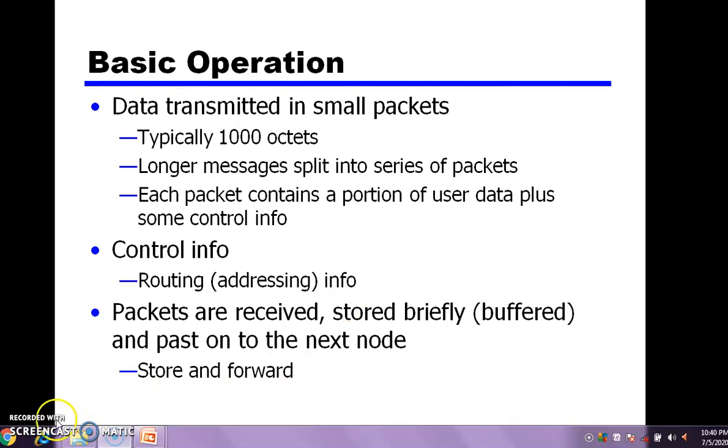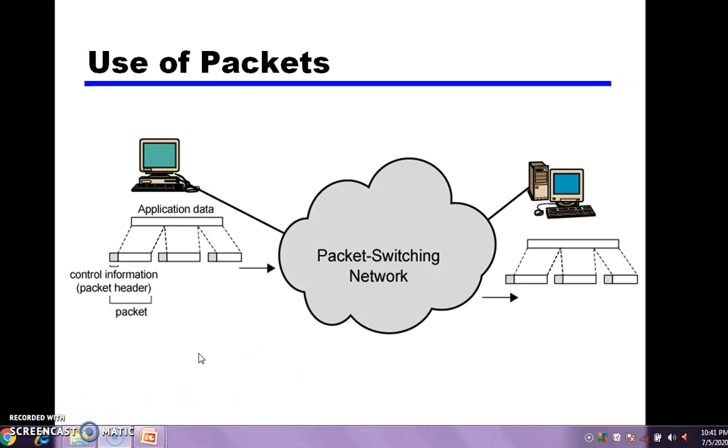So in this diagram, see here the application data is divided into small packets, 1, 2, 3 packets. Each and every packet has this portion, which is nothing but control information used to process the packets. Now this packet switching network will route these 3 packets to the destination. How the procedure is carried out, we'll see later.